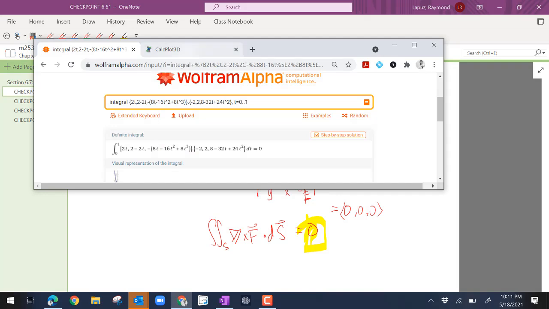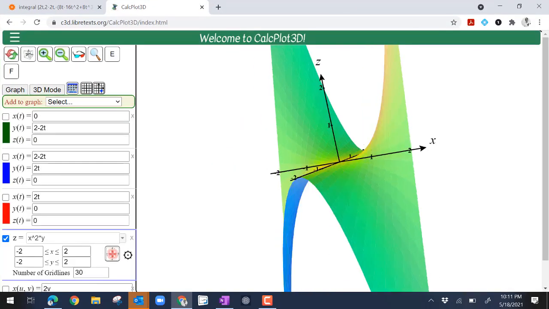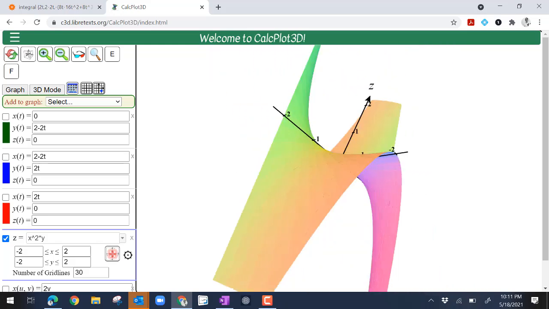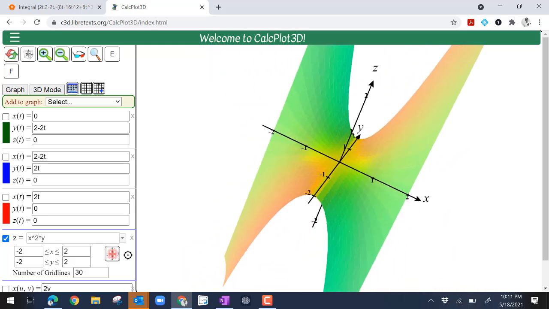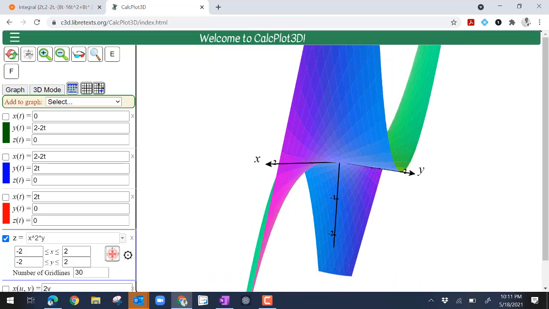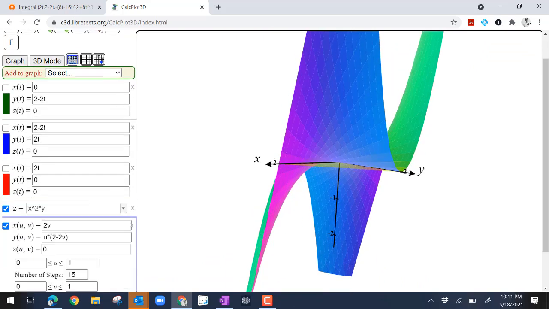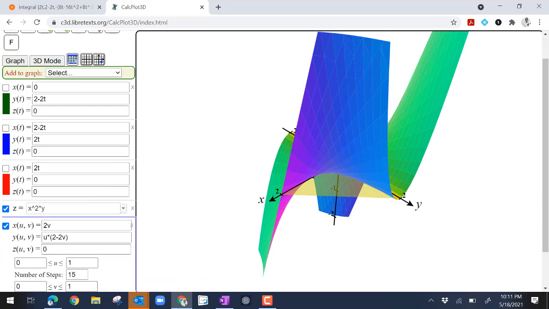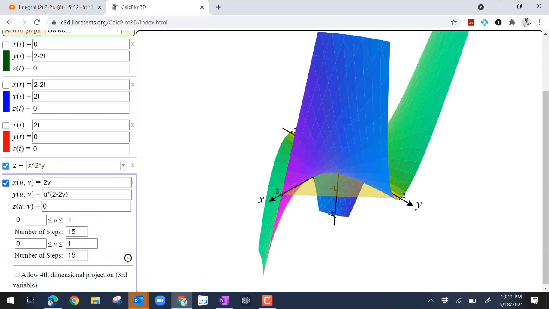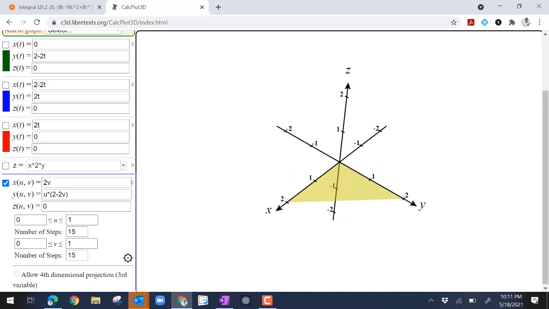I have most of the stuff done here in CalcPlot 3D. So this is a surface, x squared times y, and they want us to focus specifically on this triangle under this triangle. So let's clear out the surface for a moment. And this is the triangle that we're looking at on the XY plane.